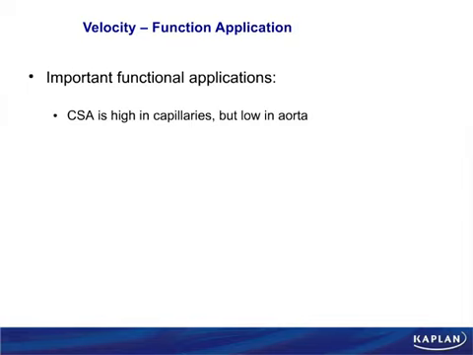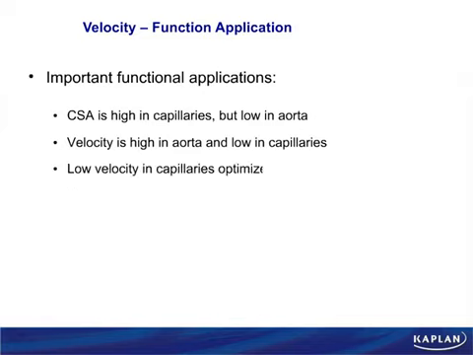Because we have a very high cross-sectional area, velocity is low. But cross-sectional area in the aorta is very low. So we have a lot of flow, but a low cross-sectional area, therefore a very high velocity. So velocity is high in the aorta and low in the capillaries. And we like it low in the capillaries because remember, that's where we get grocery exchange. And the low velocity facilitates grocery exchange.